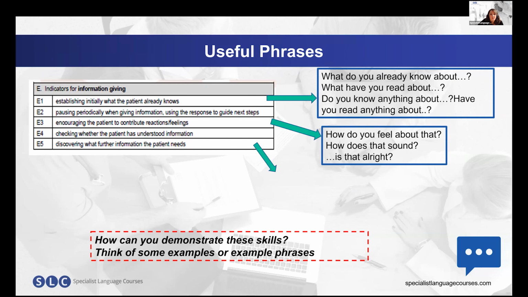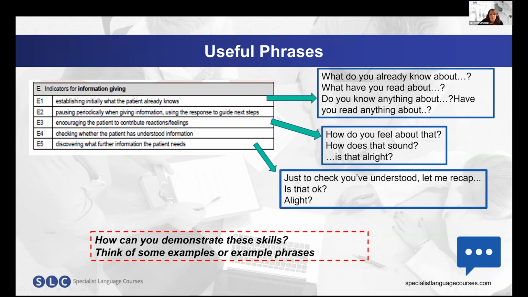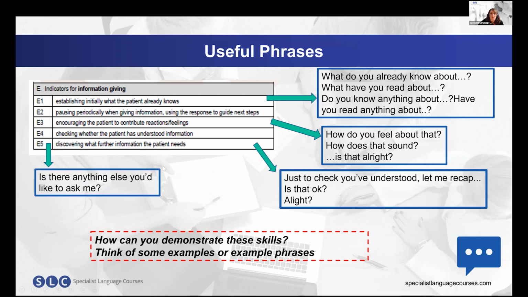Check whether the patient has understood. So remember to pause and check. Don't give too much information without pausing and checking. So you can use phrases just to check you've understood. Let me recap. And then don't forget to find out what information the patient needs. So you may think that your explanation is very clear, but perhaps the patient has missed something or wants to know more.